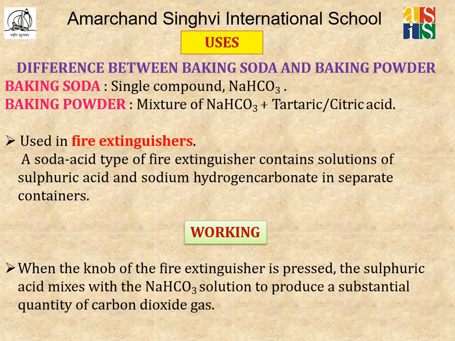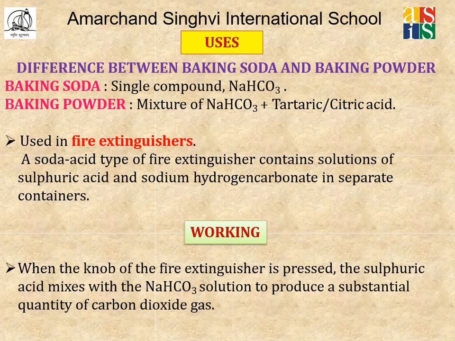Let's learn the difference between baking soda and baking powder. Remember students, baking soda is a single compound which has the formula NaHCO3. The name is sodium bicarbonate. But baking powder is a mixture of two compounds. One constituent is baking soda plus another constituent can be tartaric acid or citric acid.